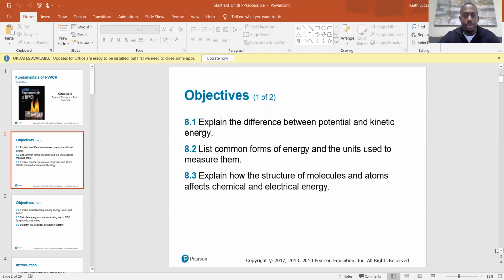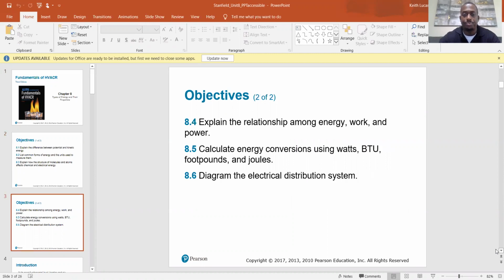to measure them, explain how the structure of molecules and atoms affects chemical and electrical energy, explain the relationship among energy, work, and power, calculate energy conversions using watts, BTUs, foot-pounds, and joules, and diagram the electrical distribution system.